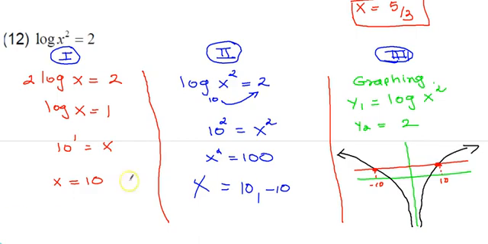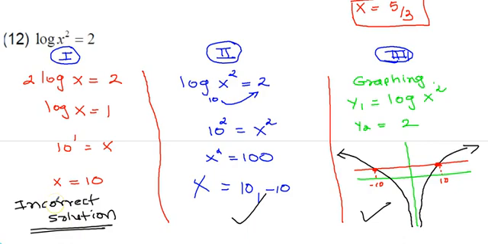So which method is correct? These are the correct methods. This is an incorrect method, an incorrect solution. Why is this incorrect? You are losing a solution. There are 2 solutions, 10 and negative 10.